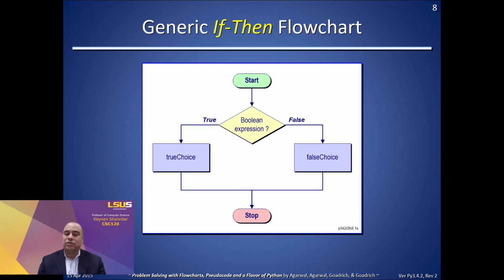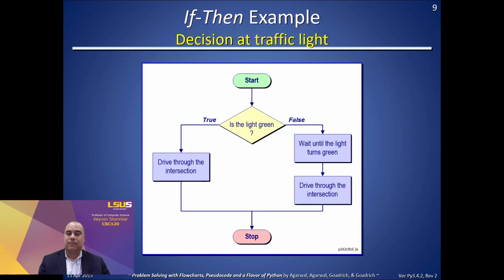So in the flowchart, you're going to say start, and then you're going to add the diamond, the Boolean expression. If it's true, you do the true choice. If it's false, you do the false choice. We're using this as a decision at a traffic light. Is the light green? Yes or no, or true or false. If it's true, drive through the intersection. If it's false, wait until the light turns green and then drive through the intersection.